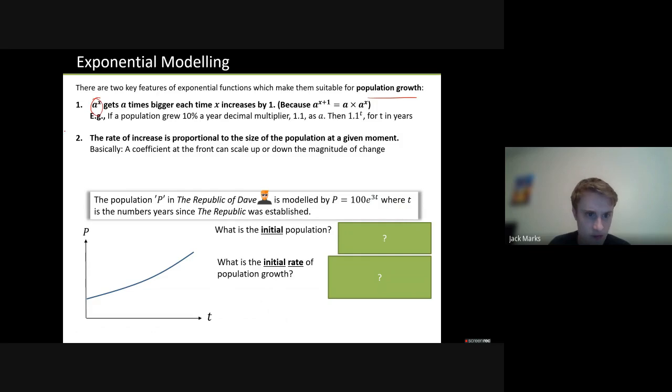Well, if we have something like a to the x, this gets a times bigger when x increases by 1. So if we do a to the power of x plus 1, the law of indices says that this is the same as a times a to the x. And we saw this in the graph before. For example, when we had 2 to the power of x, we had y values like 1, and then 2, and then 4, and 8, and 16.